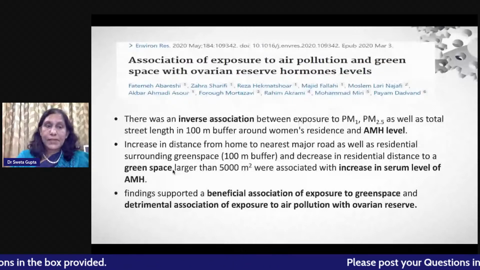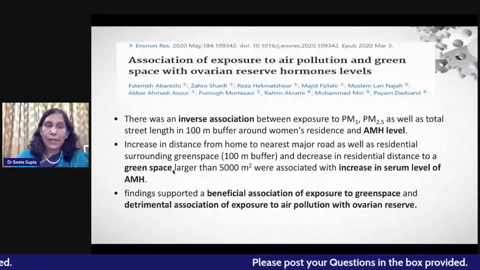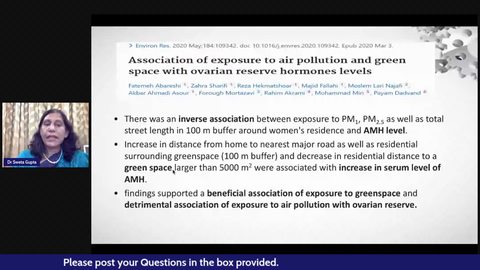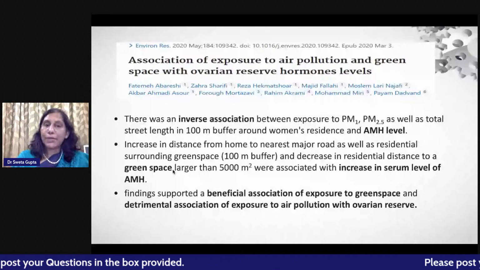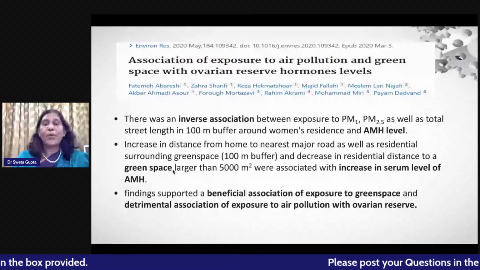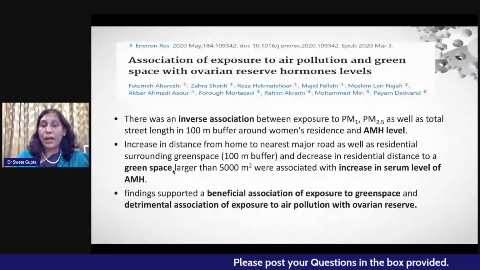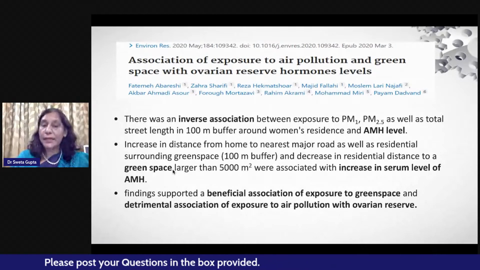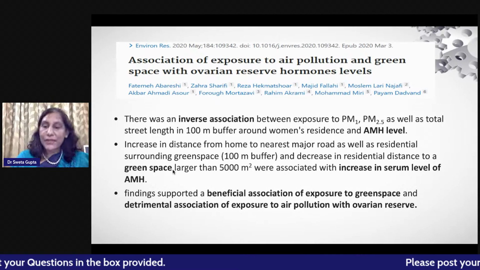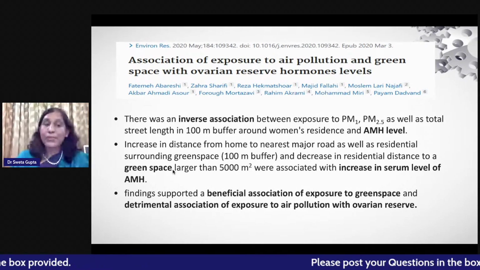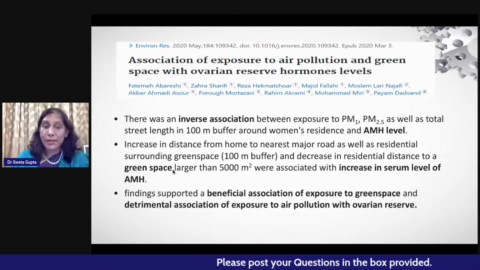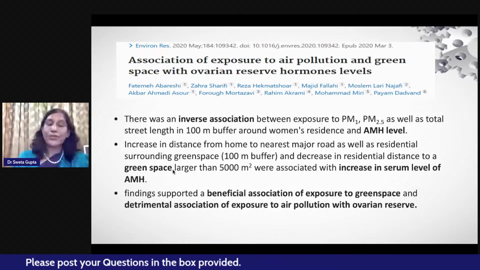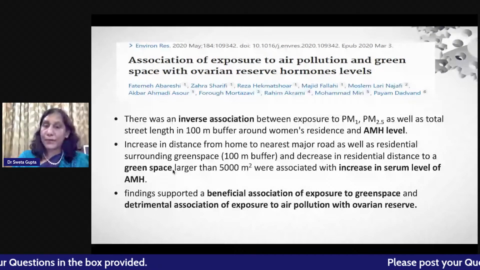This is a study by Fatima et al., which was published in 2020, where again they studied the association between pollution and green space with the ovarian reserve hormone, and they found an inverse association between particulate matter and AMH. In fact, there was an increase in serum level of AMH with green space. So this finding supported a beneficial association of exposure to green space and a detrimental association of exposure to air pollution with ovarian reserve.